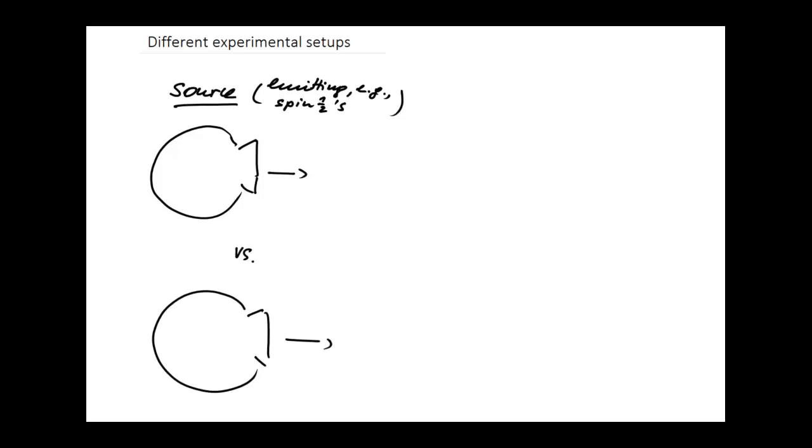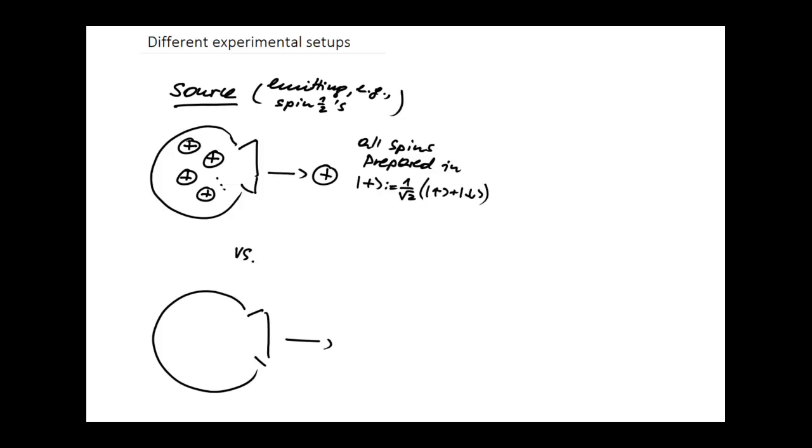In the first scenario, I have in my source spins that are all prepared in a certain state, which I call the plus state. It's a linear combination of spin up and spin down. It's a superposition of spin up and spin down. And all the spins in my source are prepared in this superposition state. So whenever the source emits a spin, it's in this superposition state.